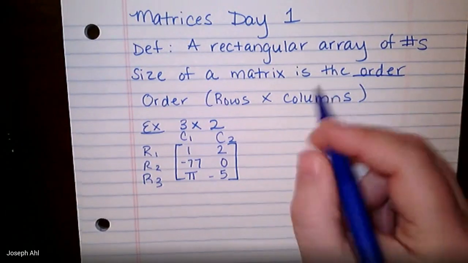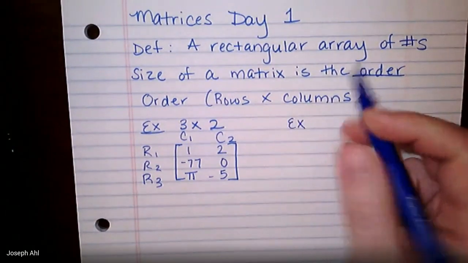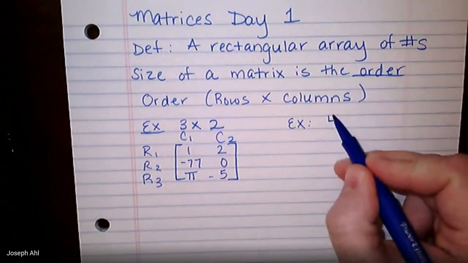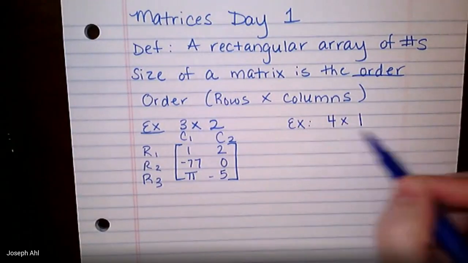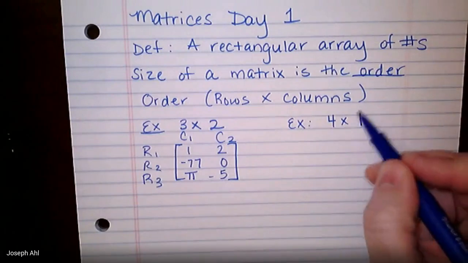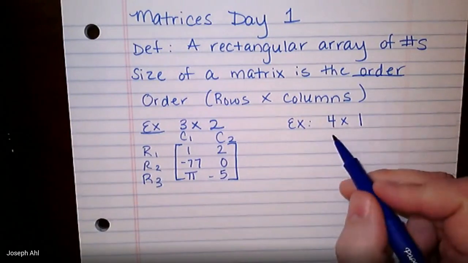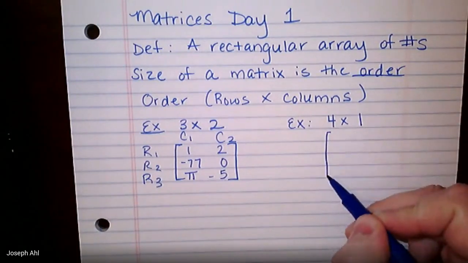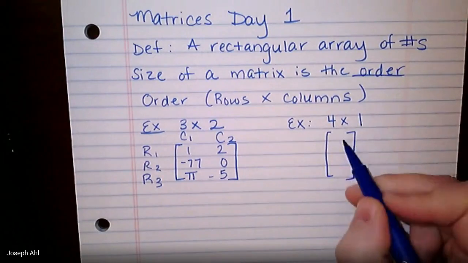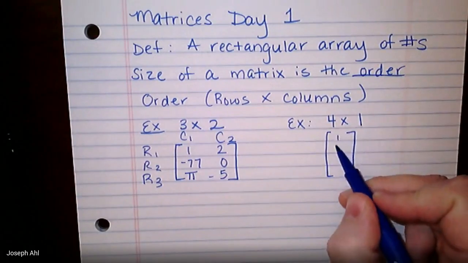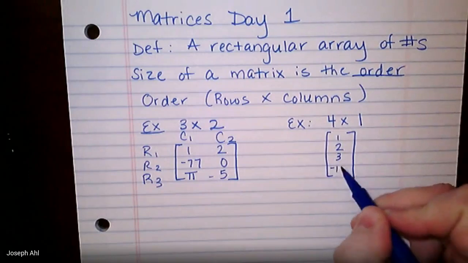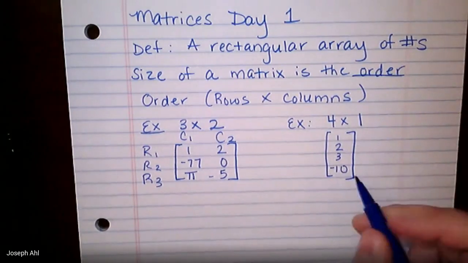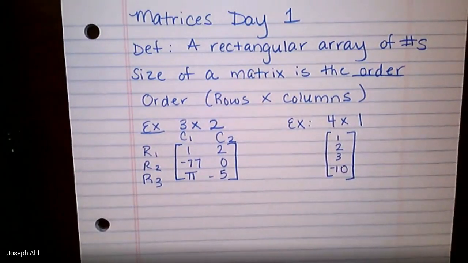order corresponds with. If, for example, I gave you a 4 by 1 matrix, this would actually be called a column matrix because it has a single column with 4 rows. So it's going to be a really skinny matrix with 4 entries in it. Maybe it's 1, 2, 3, and negative 10. Sorry if you really wanted that to be a 4. Okay, so we know what the size of a matrix looks like.